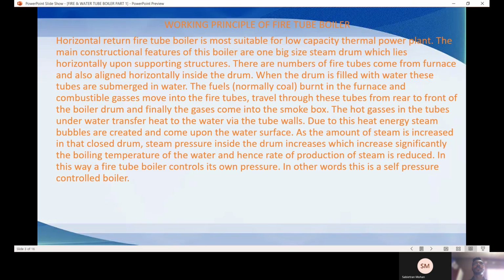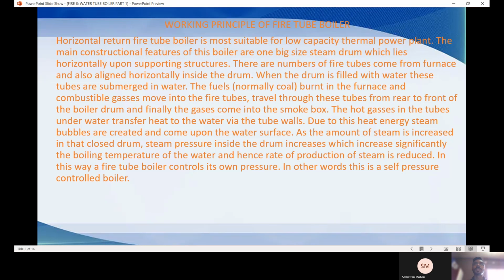The fuel, normally coal, burns in the furnace and combustible gases move into the fire tubes, traveling through these tubes from the rear to the front of the boiler drum, and finally the gases come into the smoke box. The hot gases in the tubes under water transfer heat to the water via the tube's walls. Due to this heat energy, steam bubbles are created and come up to the water surface.